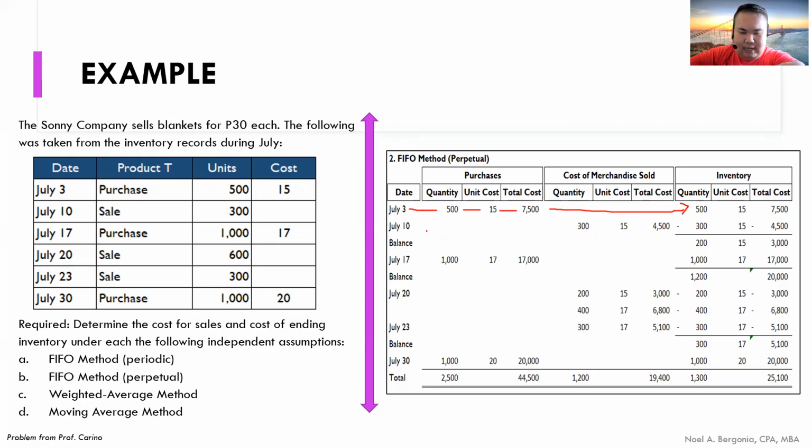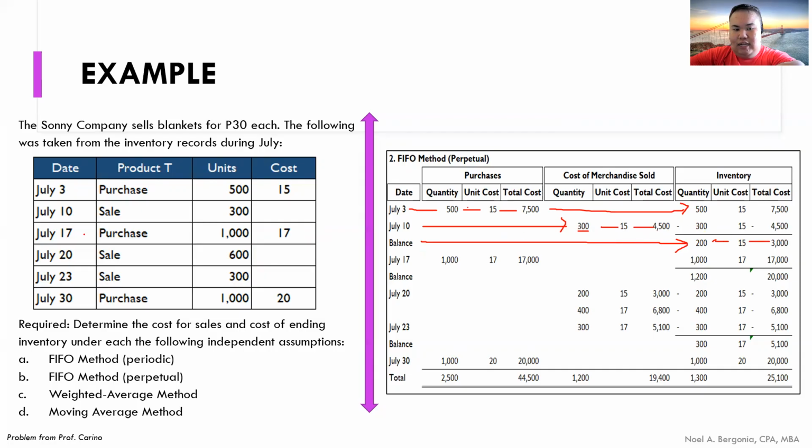Then on July 10, nagbenta tayo ng 300, which is coming from again yung 500 na yon. 300 yung nabenta at 15, so that's 4,500. So what will happen? We deduct it. So ang balance na lang as of July 10 is 200 na lang po yung natitira mula doon sa July 3 na purchase, then at 15 pa rin. So 3,000 pesos ang running balance as of July 10.